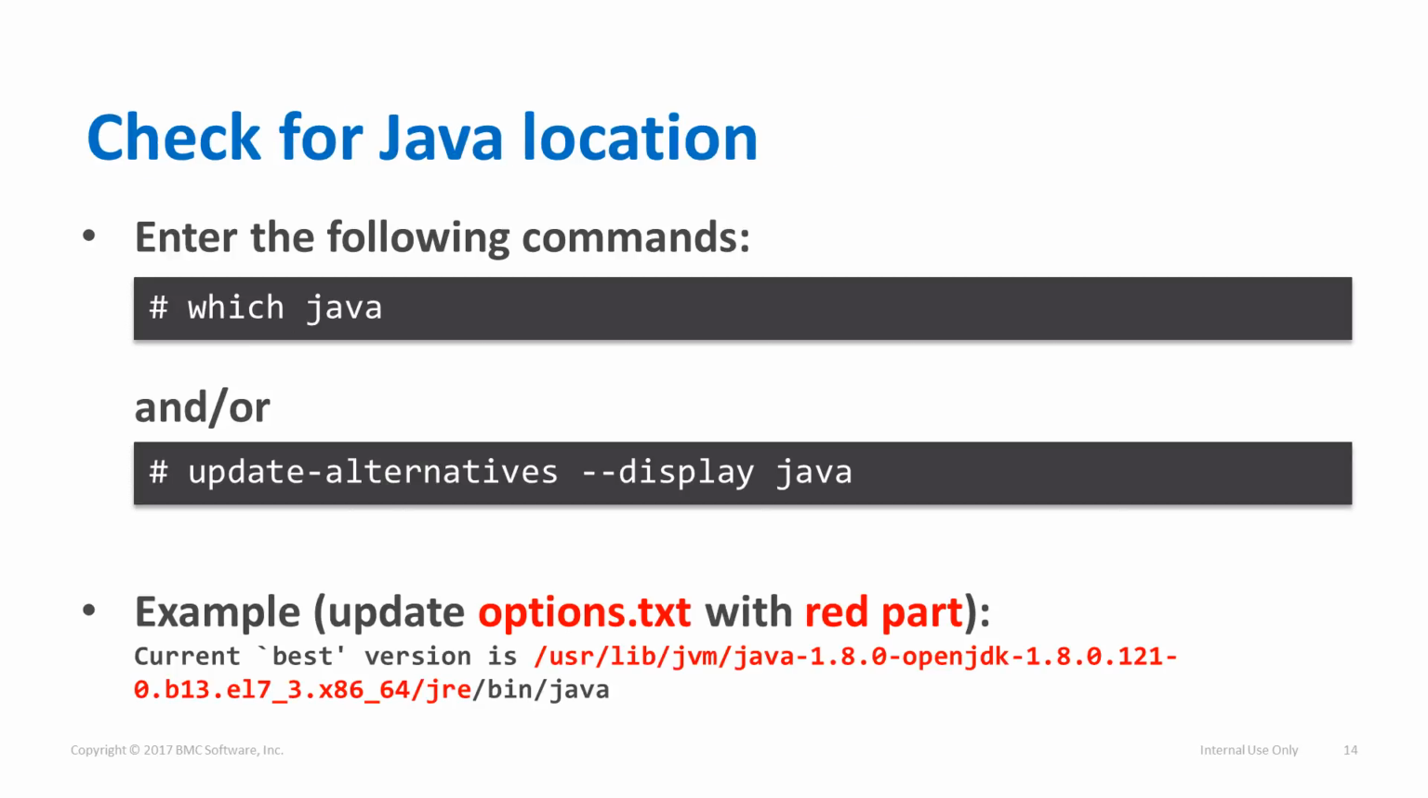To check for the Java location, there were two options I used. One was which java, the other was update-alternatives. On the Red Hat system that we're using, update-alternatives seems to provide the best version. It gives you an actual list saying the current best version is, and it gives you the whole location of where the Java is. The only part you need to remember is the part in red here, up to the JRE. That's the part that you're going to go back to your options.txt file, or your information collection table, and add into that.